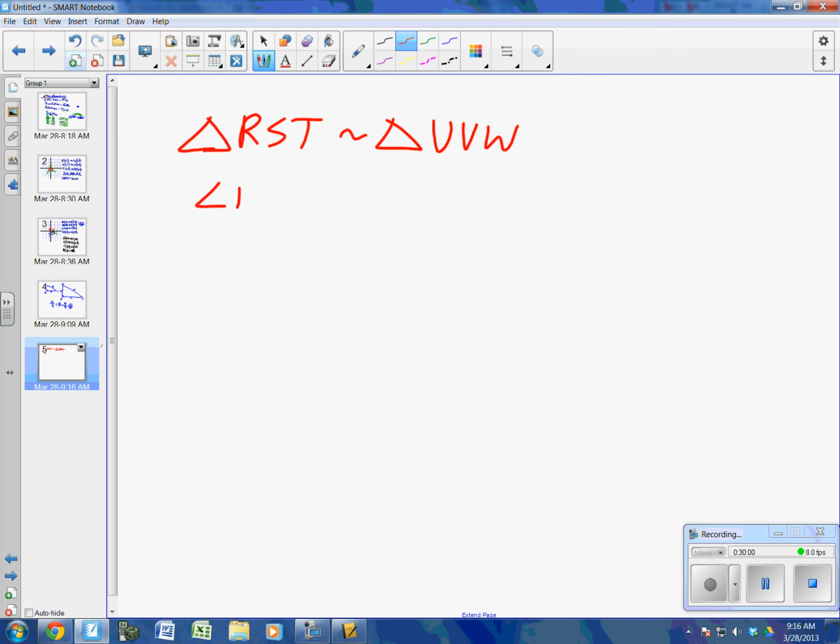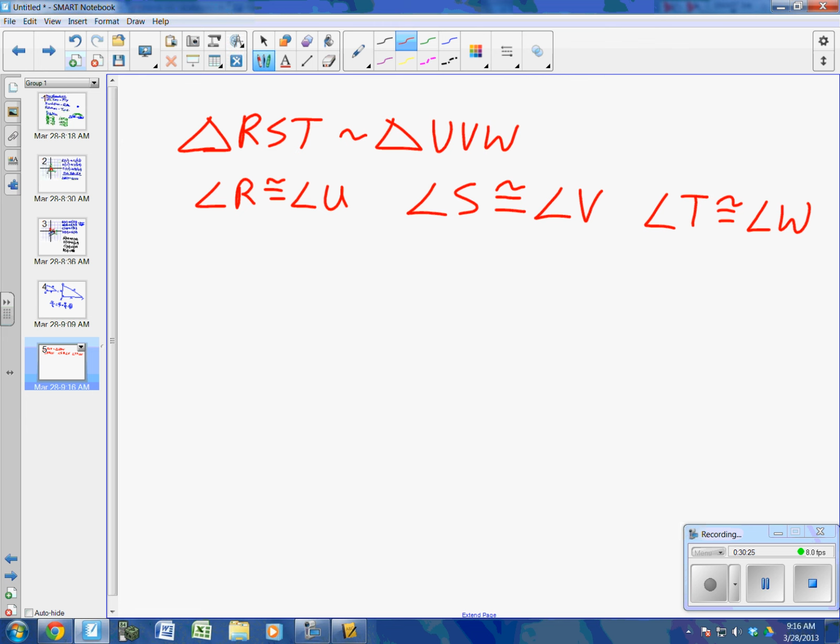Therefore, angle R is congruent to angle U. What else? Angle S is congruent to angle what? V. And what else? Angle T is congruent to angle W. You guys got it. Then, the sides.